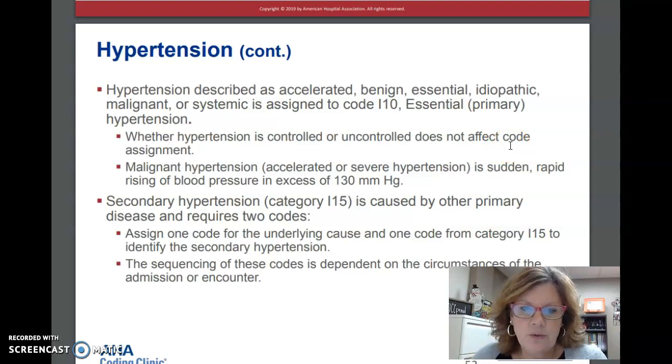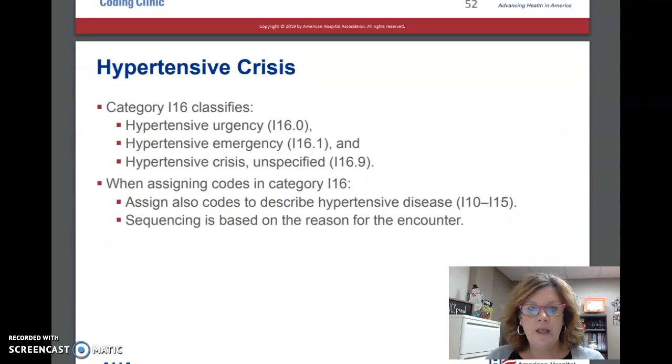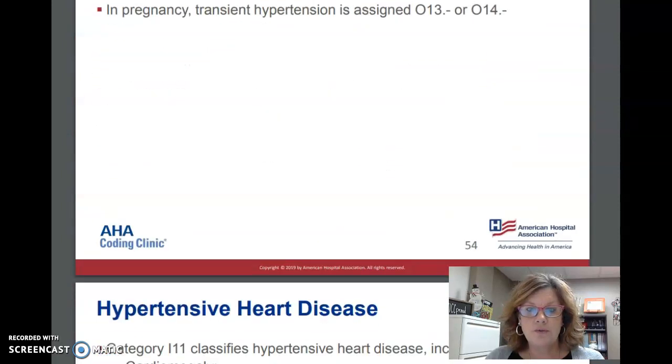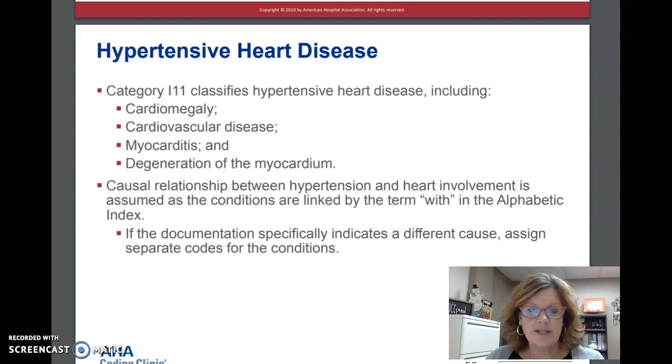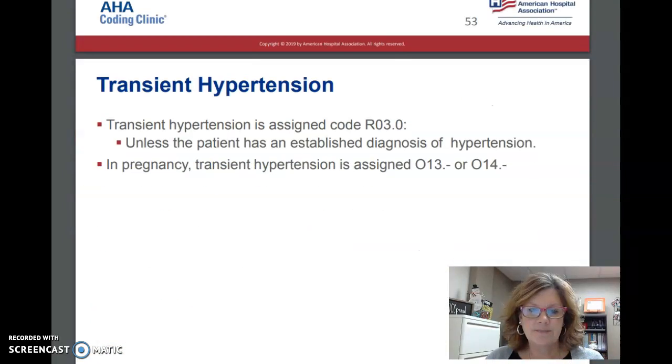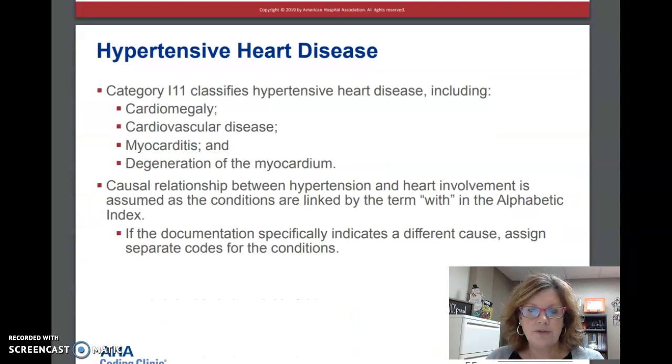So let's get into secondary hypertension. This is caused by other primary disease, and it'll cause two codes. So you would go ahead and code the underlying cause, and then one code from category I-15 for the secondary hypertension. Let's go to the next section. Just read through the hypertensive crisis. Okay, we're going to go to hypertensive disease.